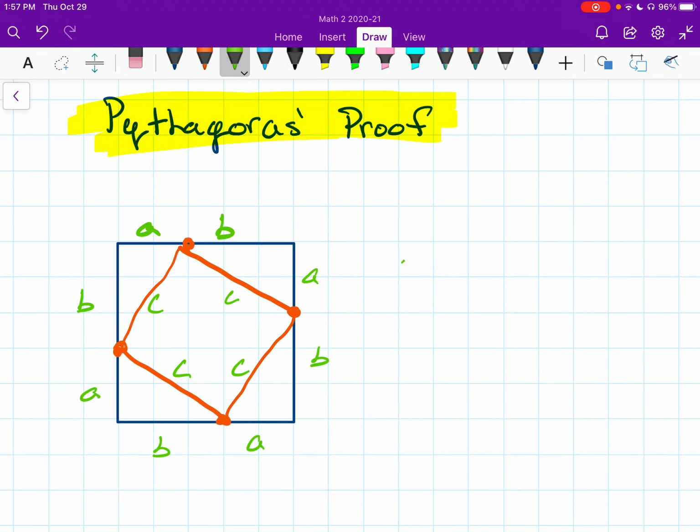Now we're going to do some fancy algebra with their areas. None of this is very specific. There's no numbers in it, which is why it's able to be a proof. It's not like a special case scenario. It's true all the time.